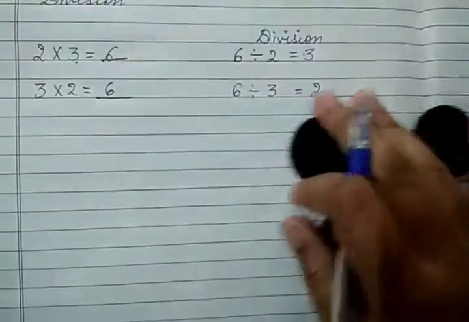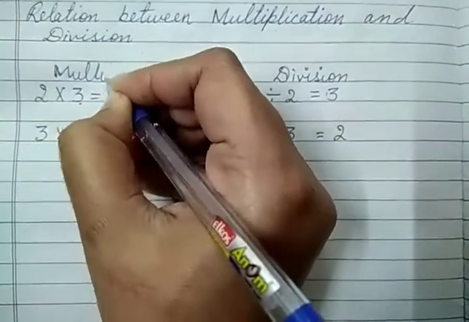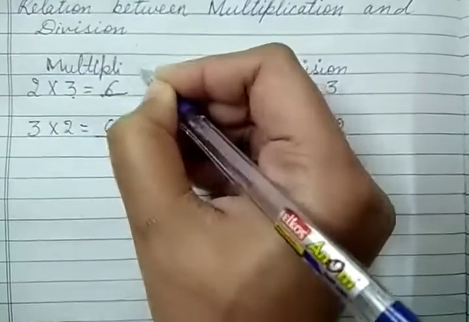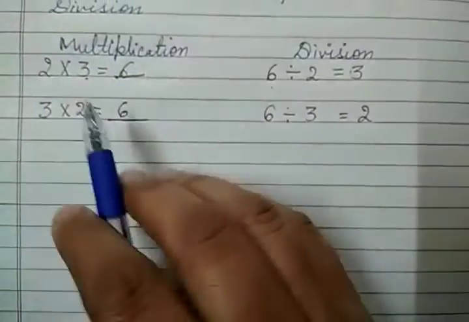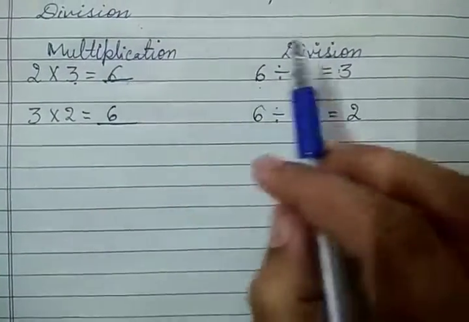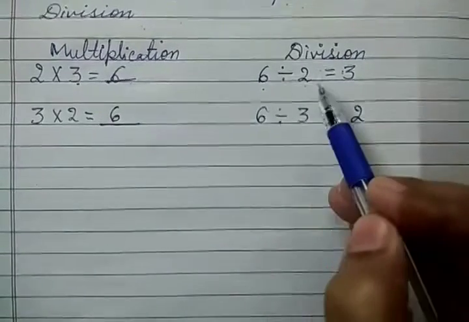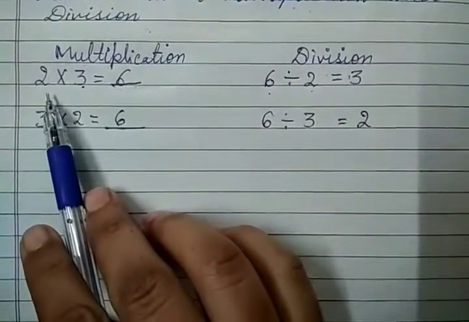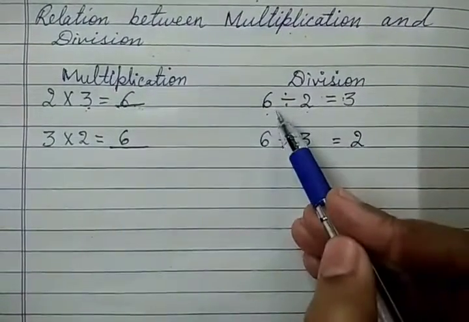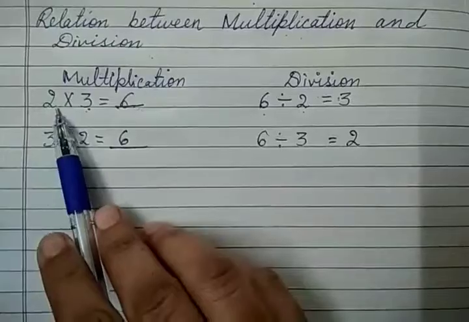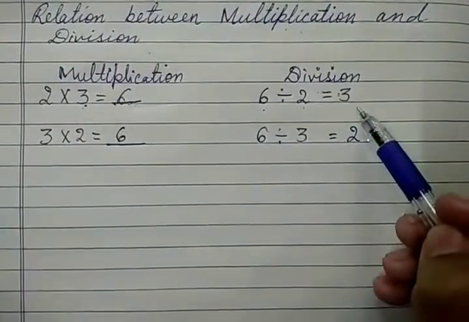So I hope you all have understood that in the multiplication we multiply. This is the multiplication side. In multiplication we multiply to get the answer, and in division the total is already there and we divide, means we distribute them. Here you can see that in multiplication 2 multiplied by 3 equals 6, and if we divide it by 2, then the second number will be your answer.